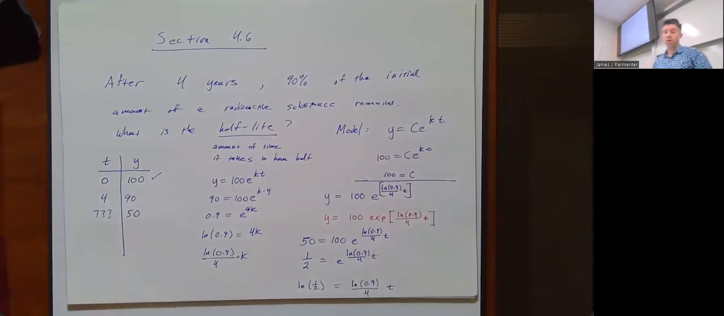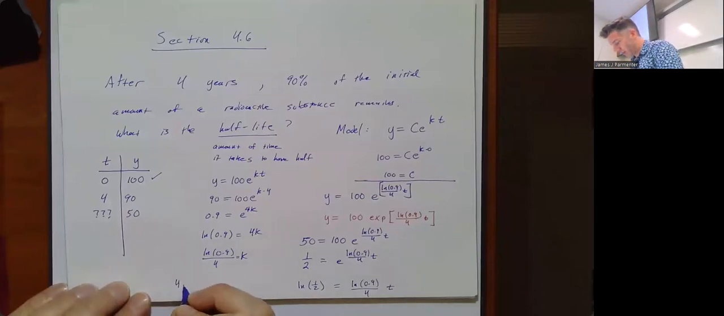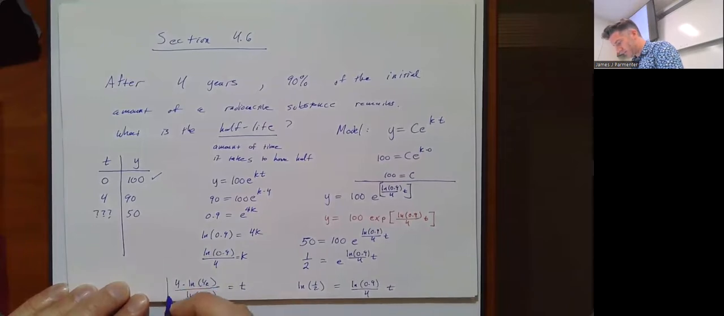And then I would encourage you all to, instead of, we don't want to write the answer, or at least I don't want to write the answer, as the natural log of 1/2 divided by natural log of 0.9 over 4. I want to instead multiply both sides by 4 and get 4 times natural log of 1/2 and divide both sides by natural log of 0.9. That is, in my opinion, the best way to write this answer. Oops, except I meant to circle the t there.